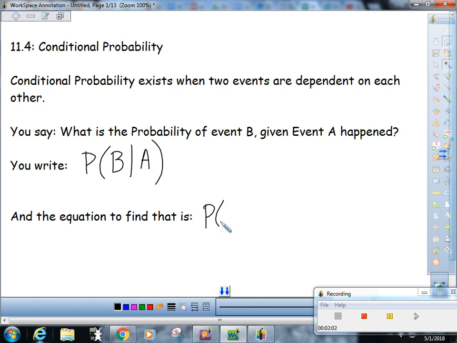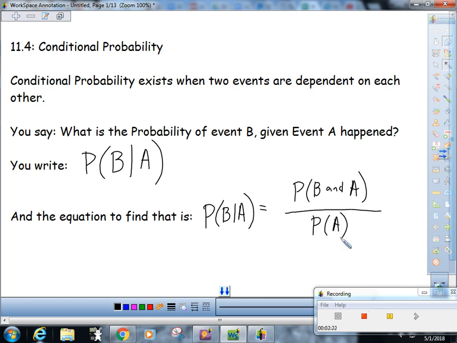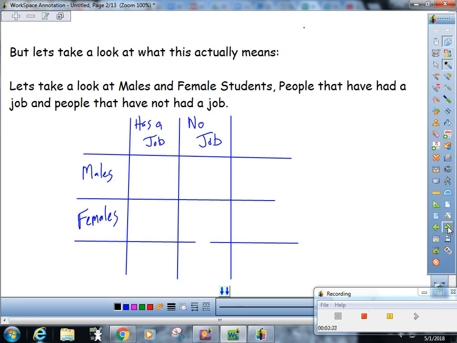And the equation for this, the probability that B will happen, given A already happened, is the probability that B and A will happen over the probability that A happened. Okay? So, this is a typical chart for this section, and we're going to pause the video and once again real quickly fill in this information so we can show you how that actually looks in a real situation.